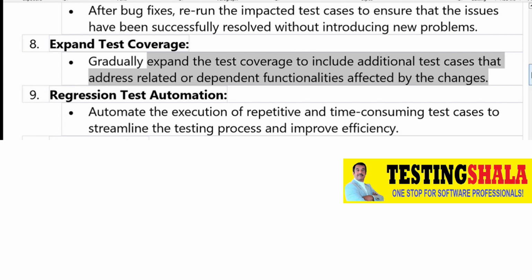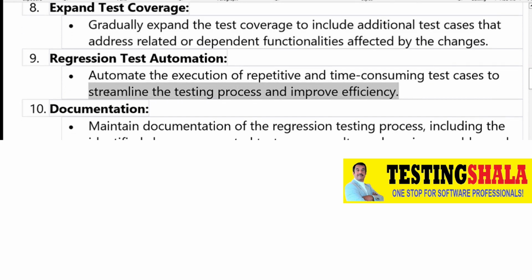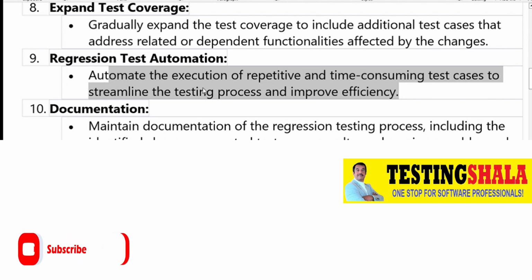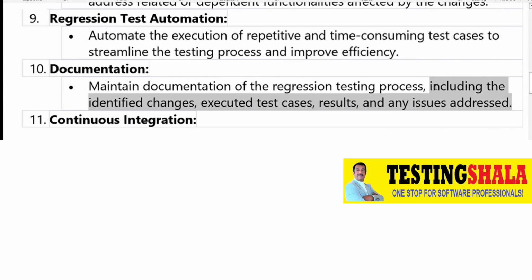We should also try to bring in test automation, which is very key, because if we do these jobs repetitively in a manual manner, it will be time consuming. It is always good to take up regression test automation. Also, you have to keep documenting your regression testing processes, including identifying the changes, executing the test cases, results, and any issues.